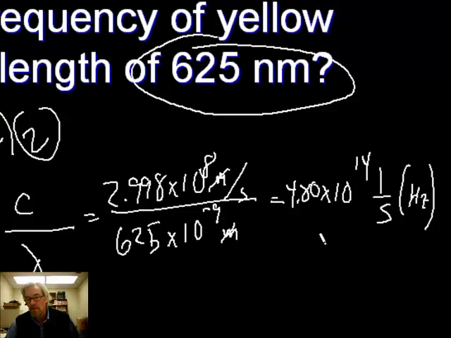Now, a hertz is a cycle per second, or vibration per second. So what that means is whatever vibration caused this light, this yellow light, that vibration was happening close to 1,000,000 billion times a second.